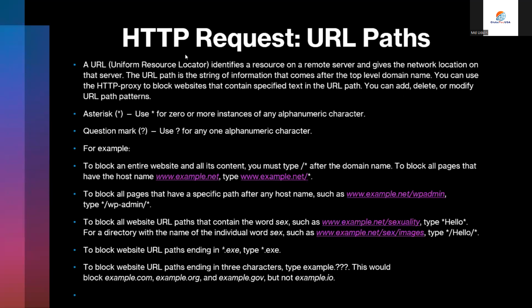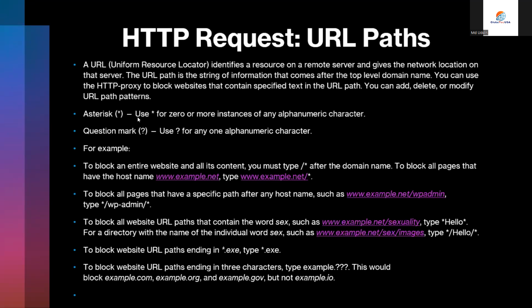So HTTP equates to the URL path, right? URL, we know, stands for uniform resource locator. It identifies the resource on the server and gives you the network location of the server. The URL path is a string of information that comes after the top level domain name. So you can use the HTTP proxy to block websites that contain a specified text in the URL path. You can also add, delete, or modify your URL path pattern.